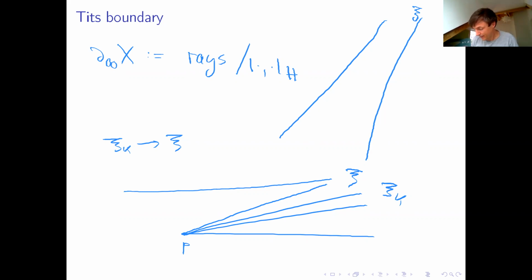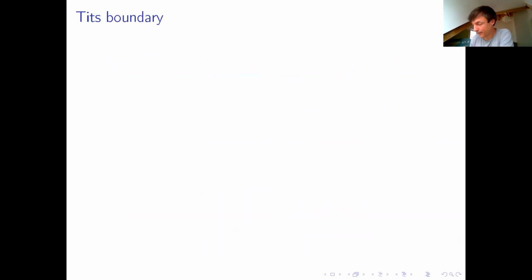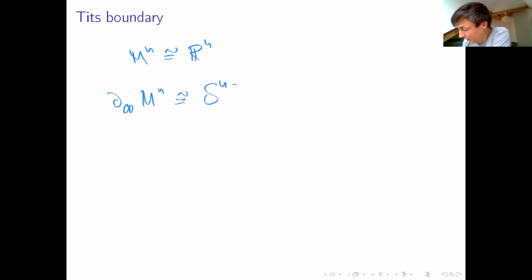Let's see what these ideal boundaries look like in simple cases. For a Hadamard manifold, which is diffeomorphic to R^n, the ideal boundary is homeomorphic to the sphere of one dimension less. And why is that the case?